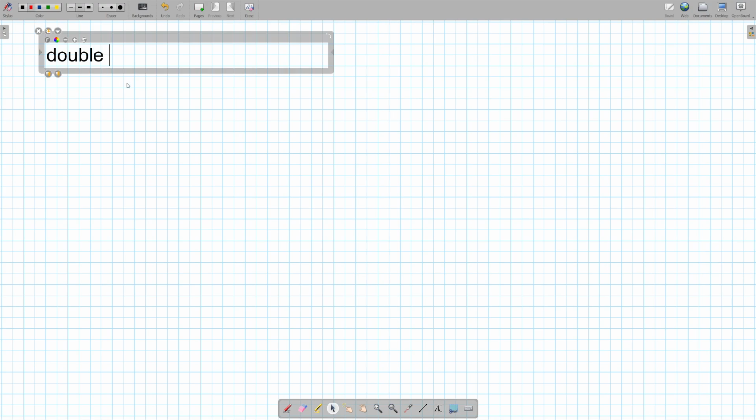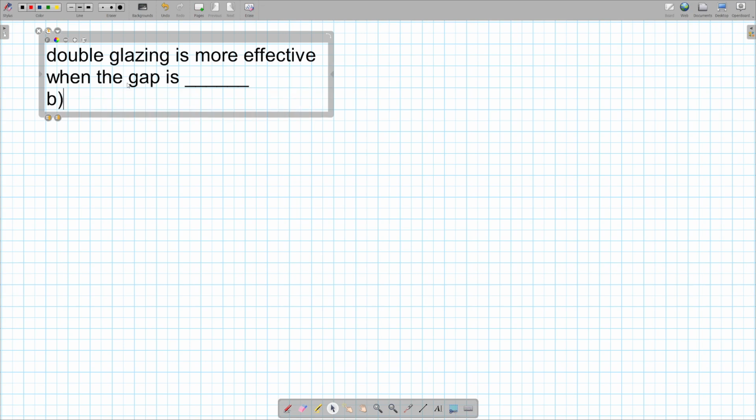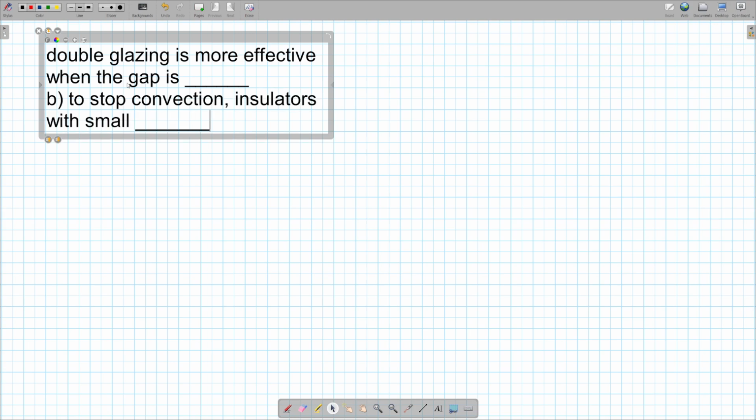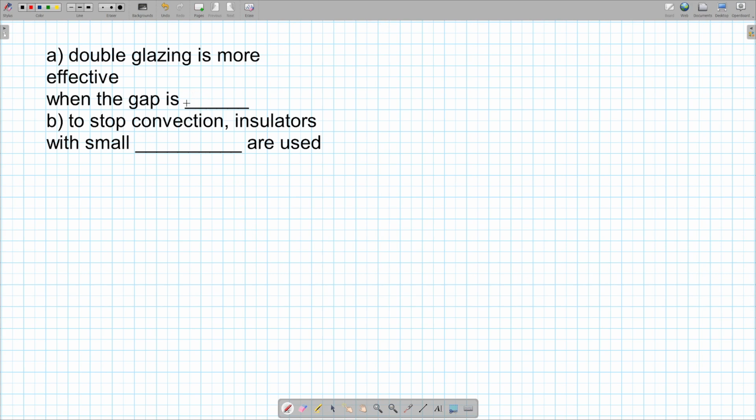Okay, double glazing is more effective when the gap is, okay, this is part A. Then part B: to stop convection, insulators with small something are used. Okay, this was part A, this was part B. Double glazing is more effective when the gap is small. Why did people get this wrong? Because they put smaller.